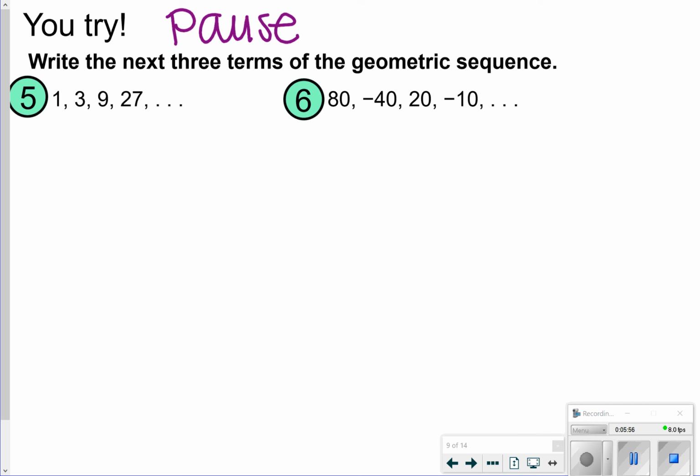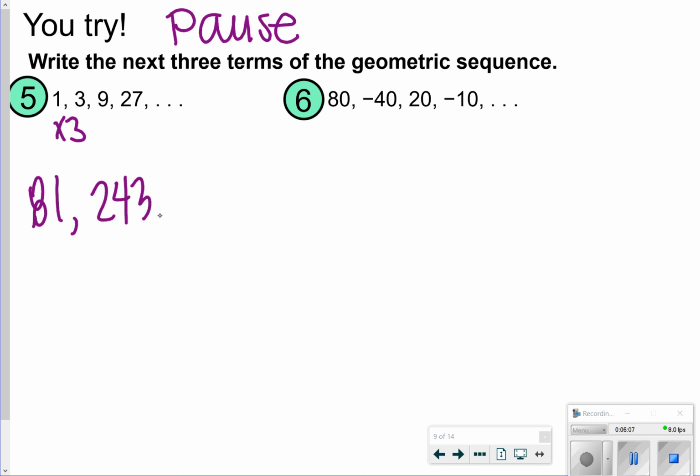Alright, so for this one, we noticed the common ratio for number 5 was multiplying by 3. So your next three numbers in number 5 should be 81, and then 243, and then 729.